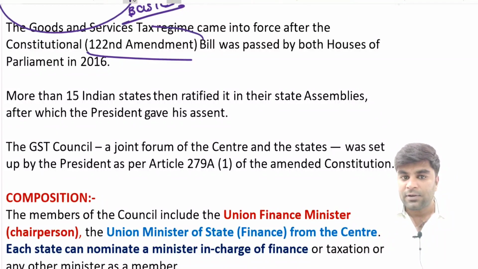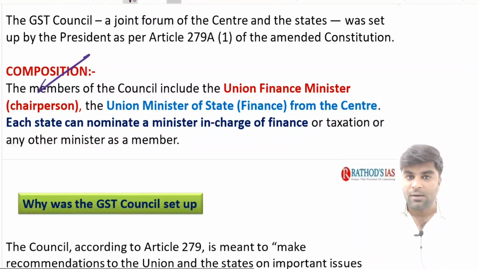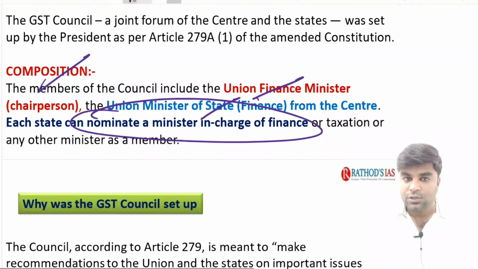It came into force after the 122nd Constitutional Amendment Bill. The GST Council is headed by the Union Finance Minister, and the Union Minister of State for Revenue would be a part of it, and all the State Finance Ministers are also part of it, which acts as a federal body.